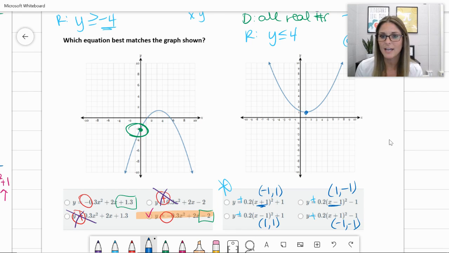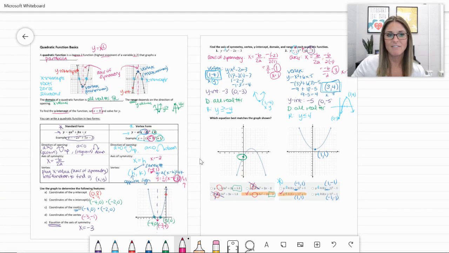Where is my vertex? At 1, 1. +1, +1. It's that bottom left one right there. That's the correct one. Didn't do a whole lot of work. I just used the vertex form and found the vertex from the form to match with my graph. So there you have it.